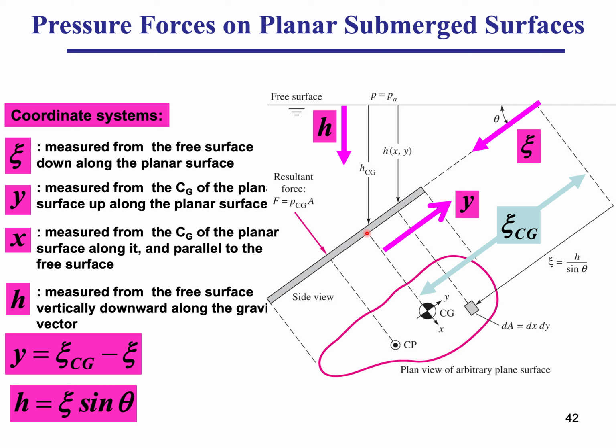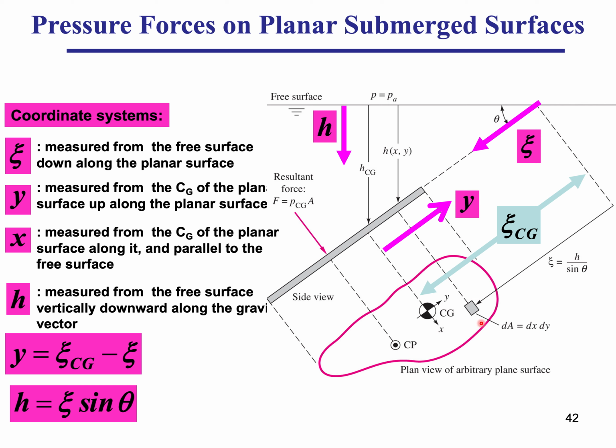And then the relationship between the submersion depth h and the distance y or the distance zeta is related through the sine, as we see over here. So you'll see why we're using those coordinate systems. It's easier to work that way. So we have zeta, we have y, and we have h, and sine theta is the inclination. The x is now into the page. If we're looking at the side view, it's into the page, and it points along the surface, perpendicular to y.